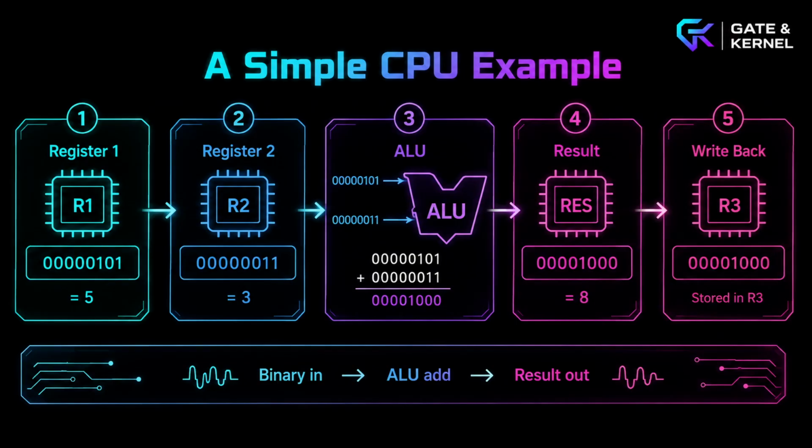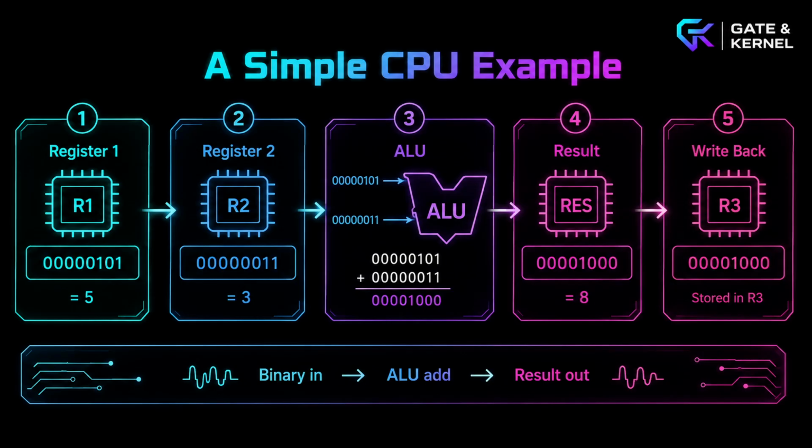Chapter 19. A simple CPU example. Imagine register 1 contains 00000101. That represents decimal 5. Register 2 contains 00000011. That represents decimal 3.